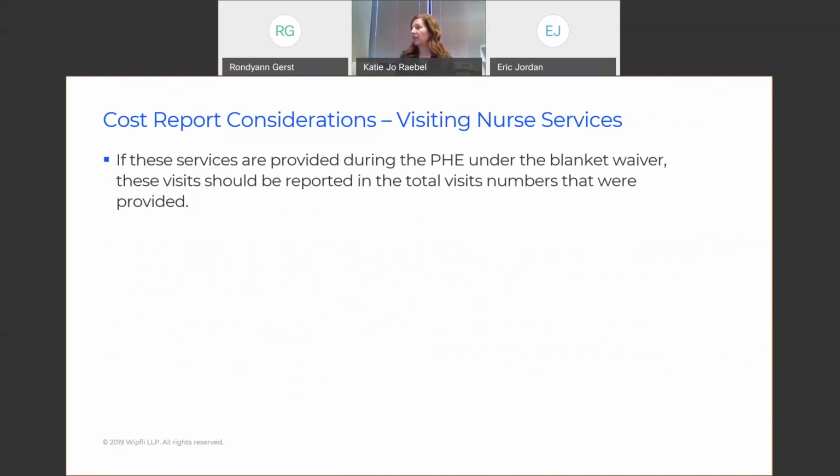Also, in the COVID-19 waivers, we're able to perform visiting nurse services. So those visiting nurse services to the homebound that we would normally have to have a home health shortage area designation, we can actually bill for those and get paid under the cost per visit. If we're providing those under that public health emergency blanket waiver, we need to make sure that we're reporting those visits as well.